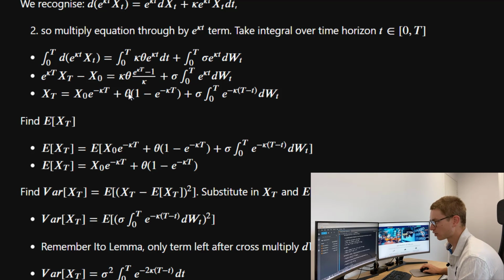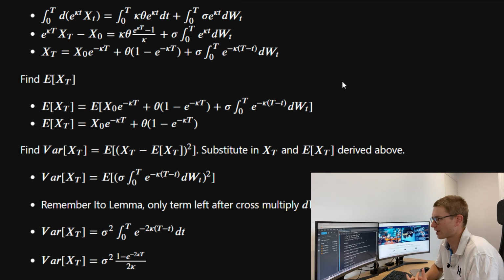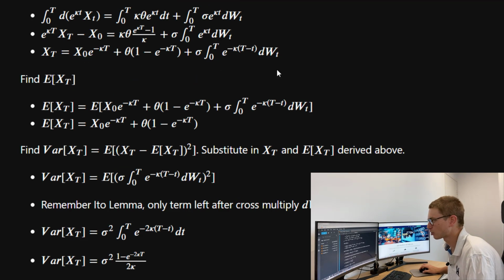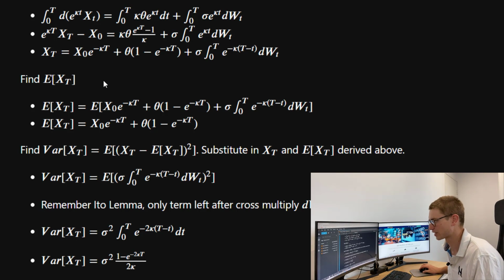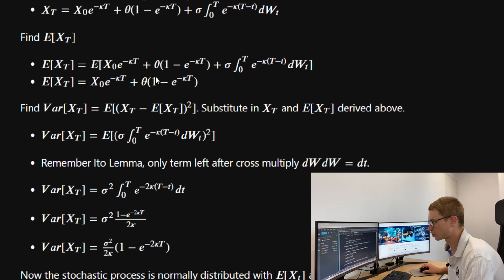Now doing our final bit of arranging here, all I need to do is take all the terms to the right hand side and divide through by the exponential term here. So now that we've got the Ito process in terms of these integrals, we can go ahead and find the expectation and the variance of this process.